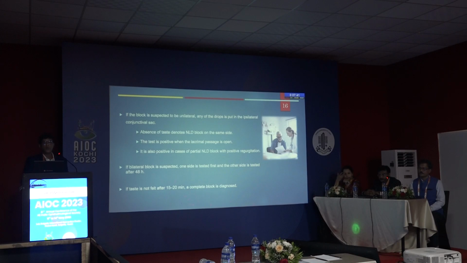If a block is suspected unilaterally, put a drop in the ipsilateral conjunctival sac. Absence of taste denotes an NLD block on the same side. The test is positive when the lacrimal passage is open, and it is also positive in cases of partial nasolacrimal duct obstruction with positive regurgitation.